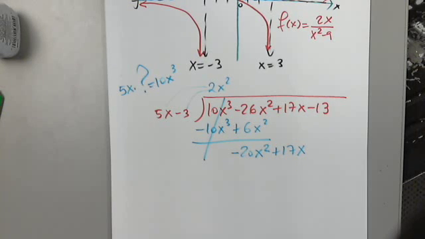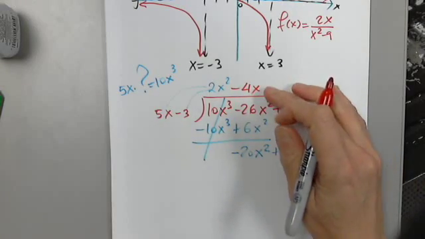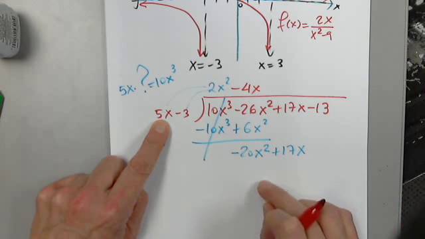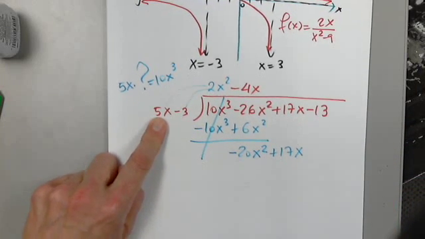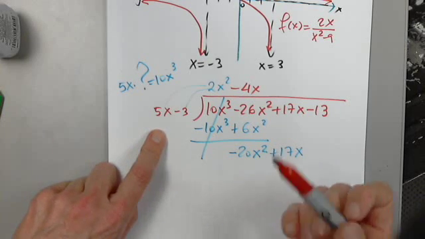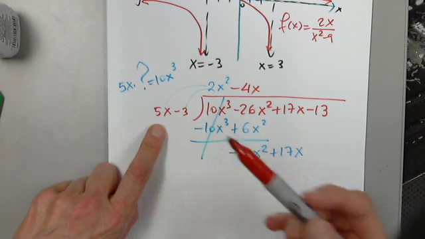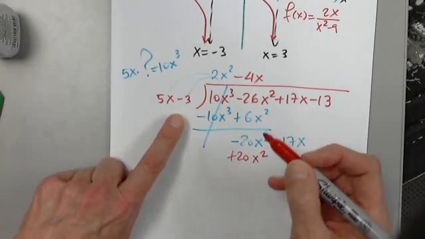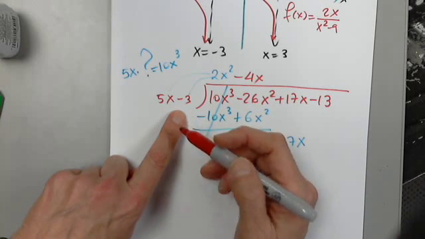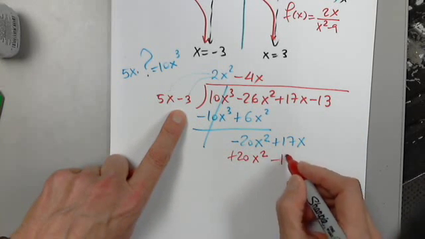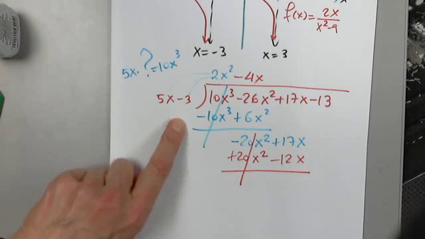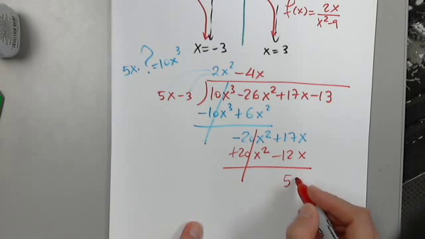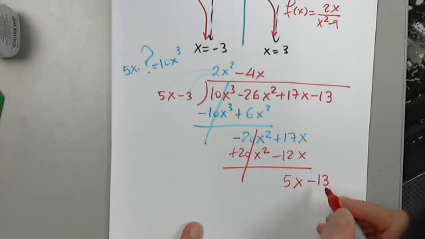Now I'm asking myself 5x times what quantity is negative 20x squared? Negative 4x. Awesome. Remember, we do not lie at the top. 5x times negative 4x is indeed negative 20x squared. And now when I distribute, I will change the sign because I have to subtract. Negative 4x times 5x is negative 20x squared, but I write the opposite. Negative 4x times negative 3 is positive 12x, but I have to write the opposite. Perform the operations I see, and then negative 13.